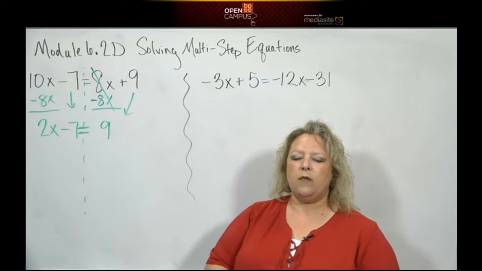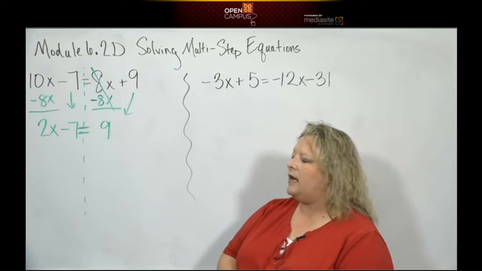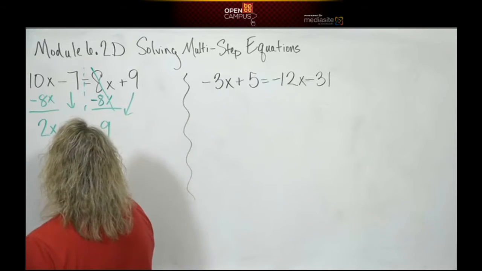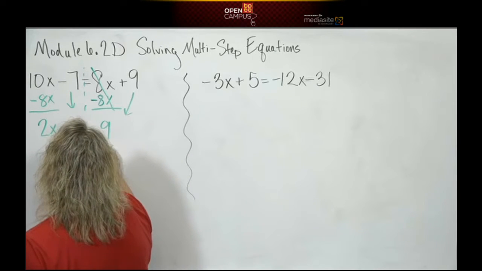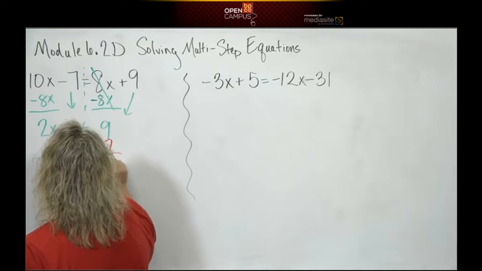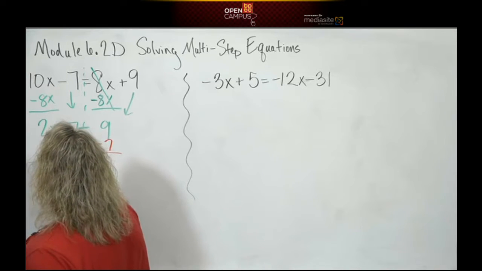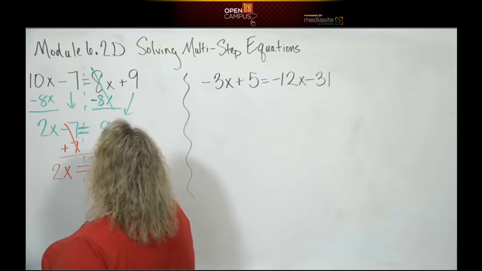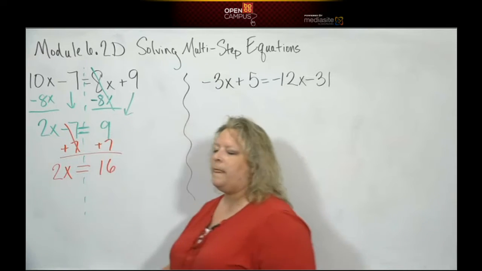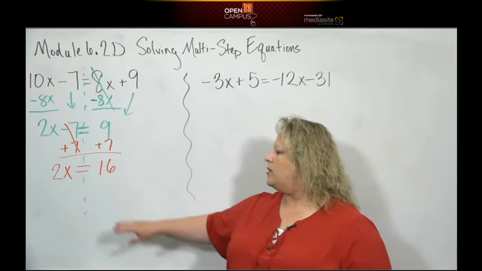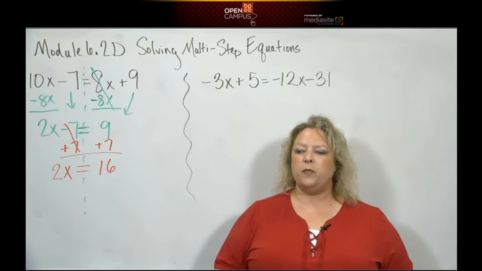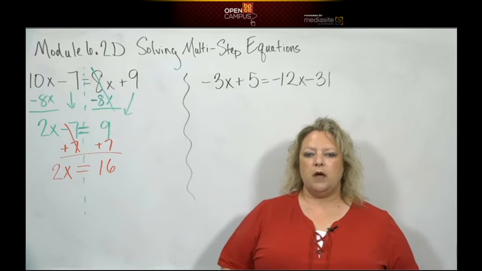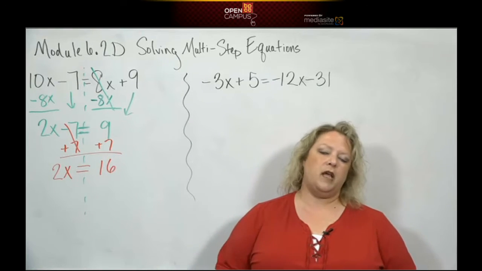So the next thing that I want to do is I want to get my numbers to the right. So I'm going to take my 7. He's a negative 7. And I'm going to move him by doing the opposite, which is addition. So when I do that, I get 2x, bring that down, is equal to 9 plus 7, which is 16. So now you'll notice I'm down to a one-step equation again. It always boils down to a one-step equation where you have to do multiplication or division depending on what kind of problem you've got.